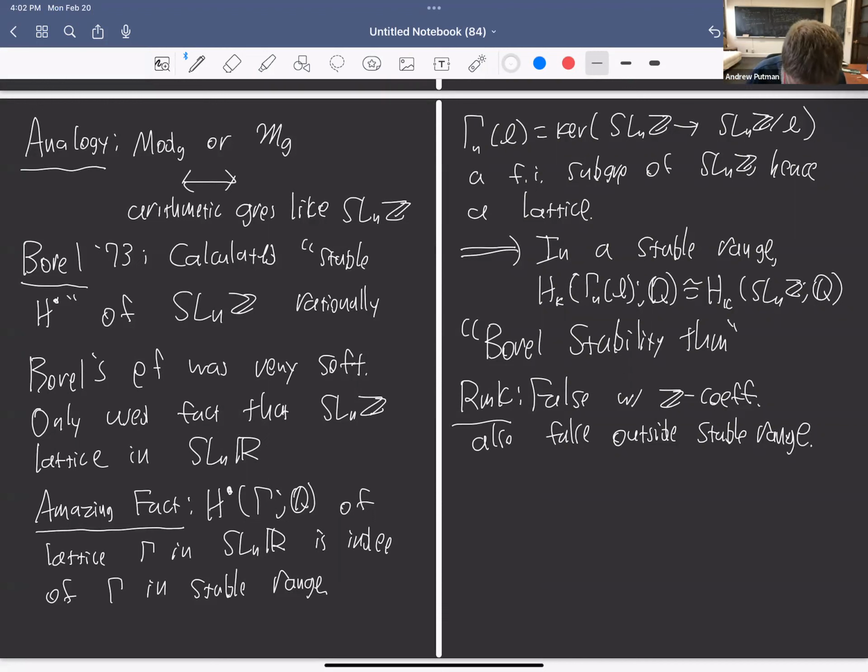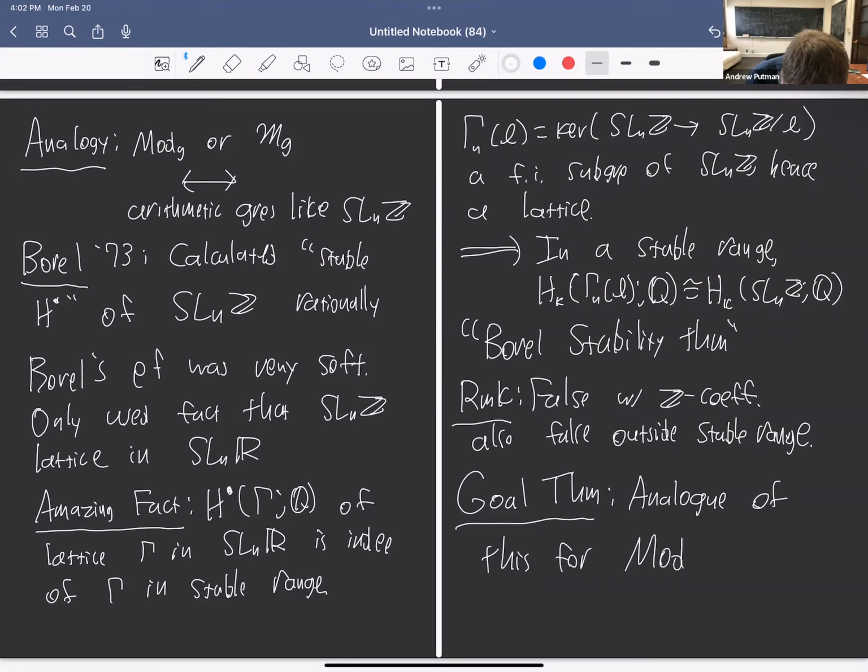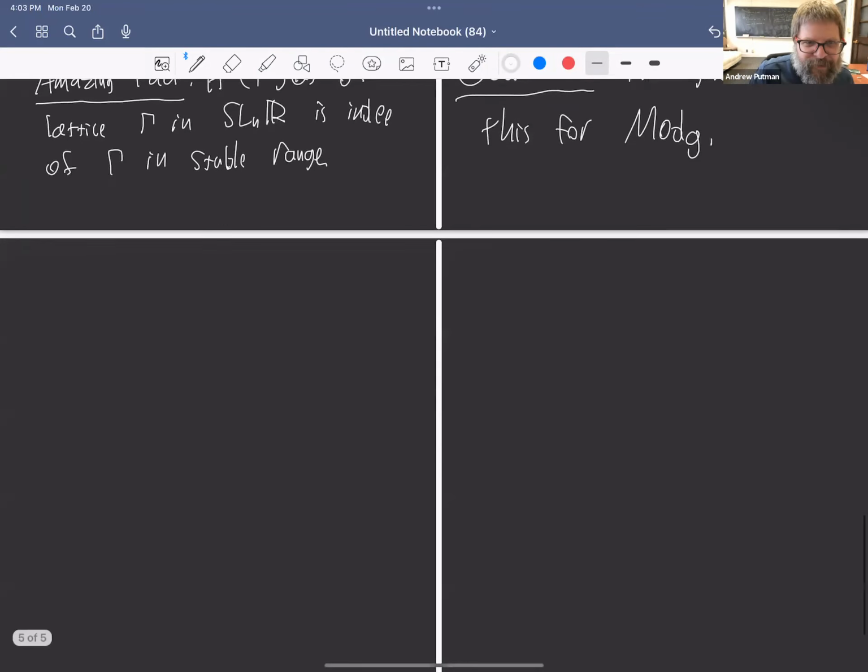So what's the goal? The goal theorem is an analog of this for the mapping class group. So what happens to the mapping class group when we pass to a finite index subgroup? What happens to its cohomology? Or equivalently, you look at the moduli space of curves, of Riemann surfaces, you pass to a finite cover. What happens to its rational cohomology, at least in a stable range? And that's what the main theorem I want to talk about is about. And so let me state it.